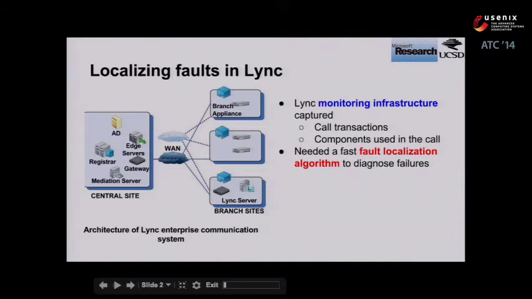We first started looking into fault localization when we were asked to localize faults in Lync. Lync is an enterprise communication system. It serves more than 40,000 users in Microsoft spread across the world. It's a globally distributed system. It has a lot of components. It provides services such as instant messaging, video, voice calls, video conferencing, and such.